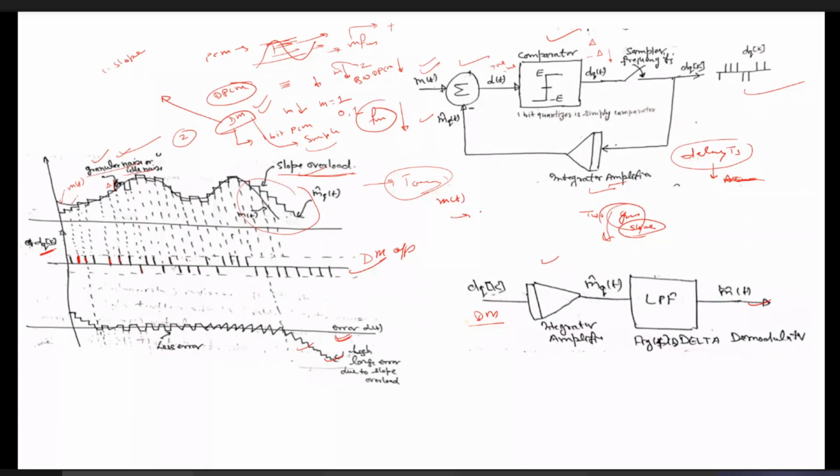So this d q(t) will be either plus E or minus E, but this is also continuous. It is a function of time t, a continuous time function. But we need to convert it into digital form. So we pass this continuous time signal to the sampler, which has a very high sampling frequency as compared to what we used in the case of PCM. And then after sampling, we can encode it and transmit.